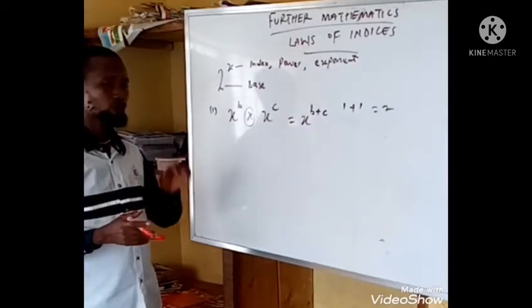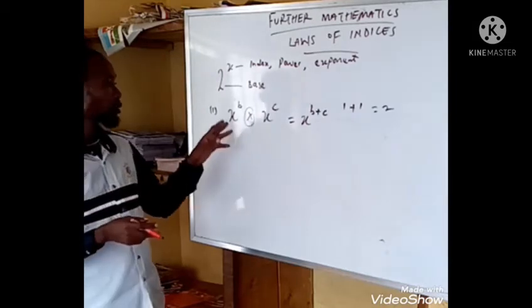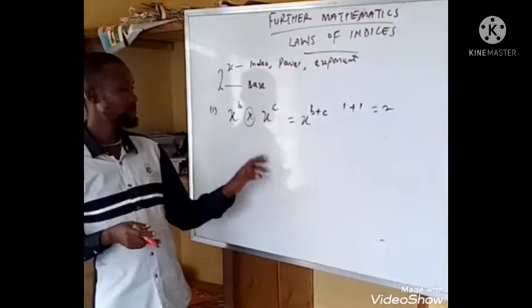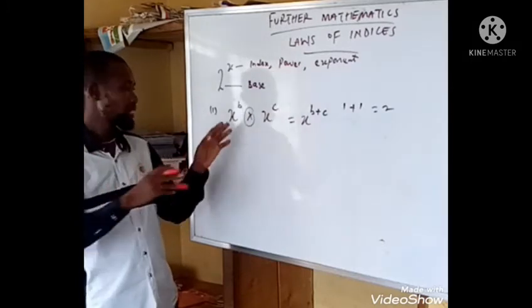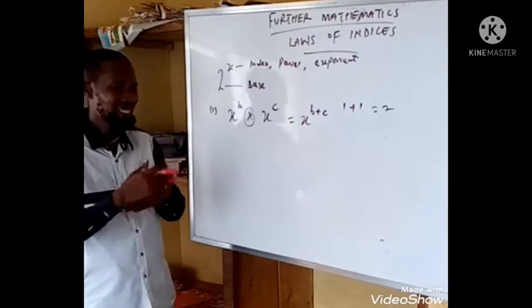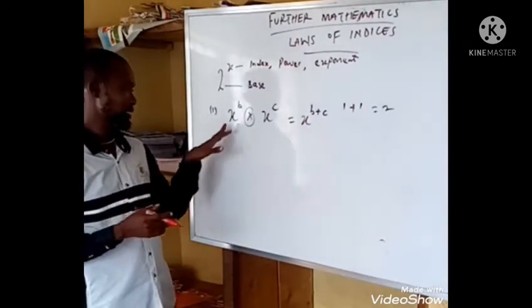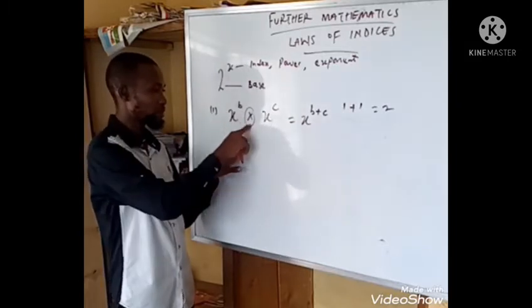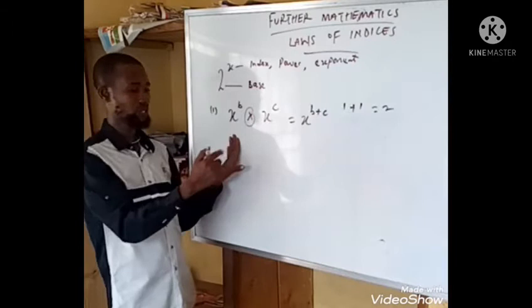And that is what the first law, or the first rule of indices, is talking about. That is the rule of multiplication. What that law is telling us is that whenever the bases are the same, the multiplication that connects those two indices together will change its role to that of addition. So that's the reason why x raised to power b multiplied by x raised to power c becomes x raised to power b plus c.